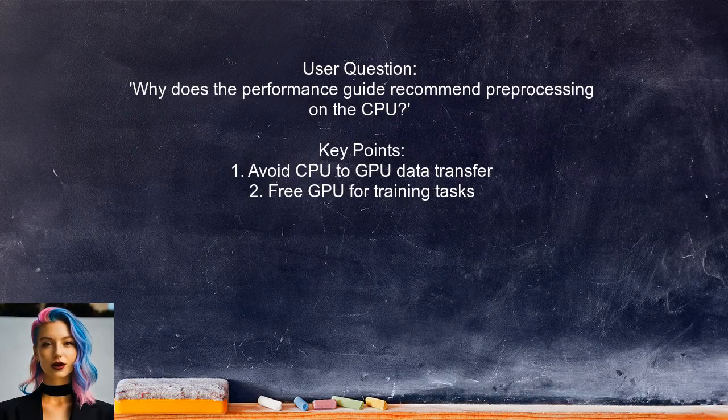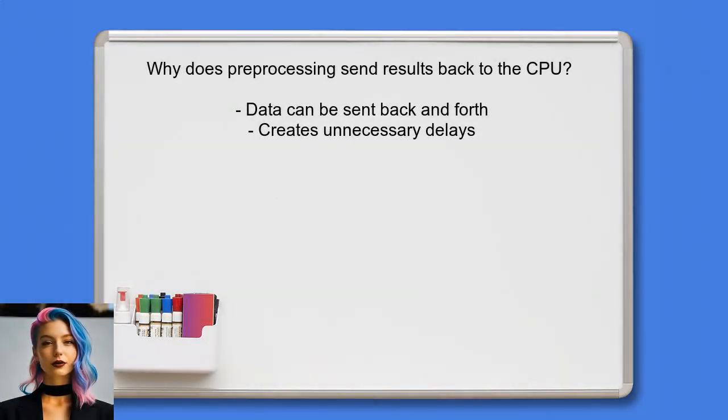Let's dive into the specific question at hand. One user asked, why does the performance guide recommend pre-processing on the CPU? They highlighted two main points: avoiding back and forth data transfer between CPU and GPU, and allowing the GPU to focus solely on training. So why does pre-processing send results back to the CPU? Even if all nodes are on the GPU, certain pre-processing operations can still require data to be sent back and forth. This can create unnecessary delays.